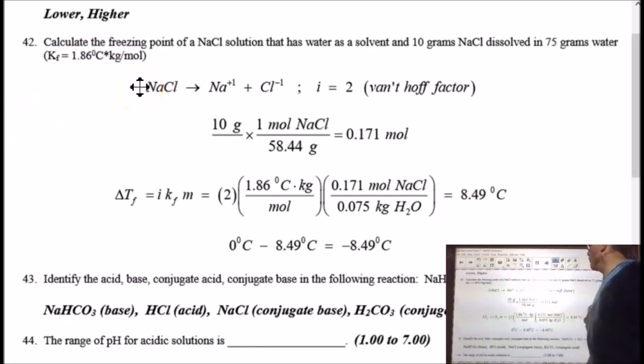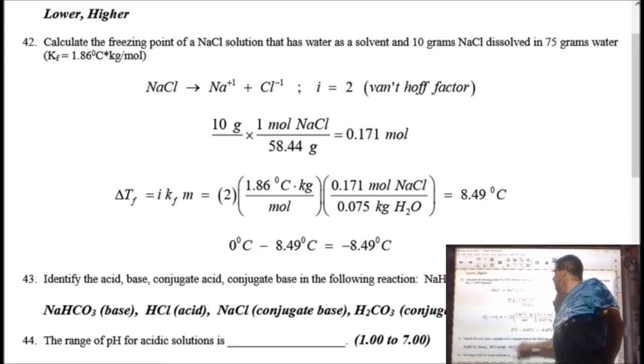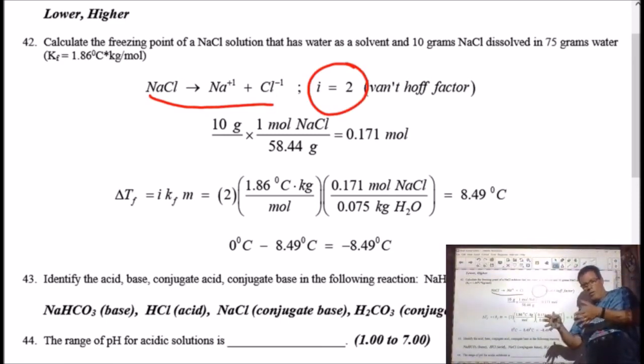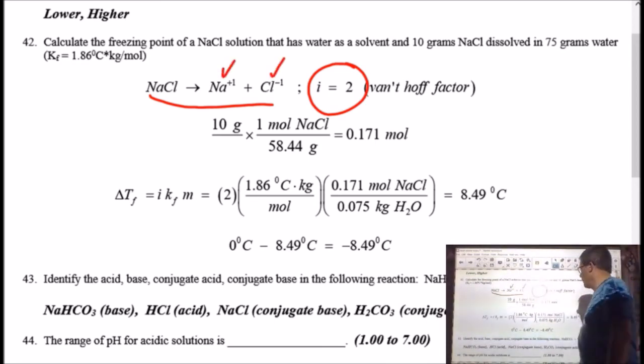Calculate the freezing point of a sodium chloride solution that has water as a solvent and 10 grams of sodium chloride dissolved in 75 grams of water. So again, always show the dissociation reaction first. So we want to find out what our Van't Hoff factor is. That's what this i is. So if I take 1 molecule of sodium chloride, I get 2 particles from that. Actually 2 ions, sodium and chloride.